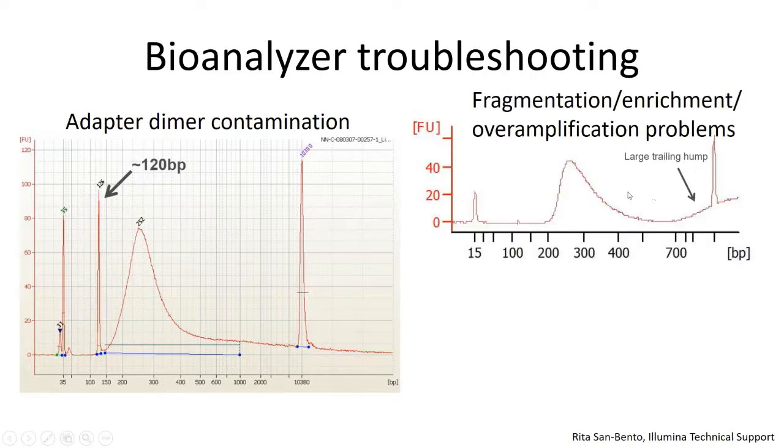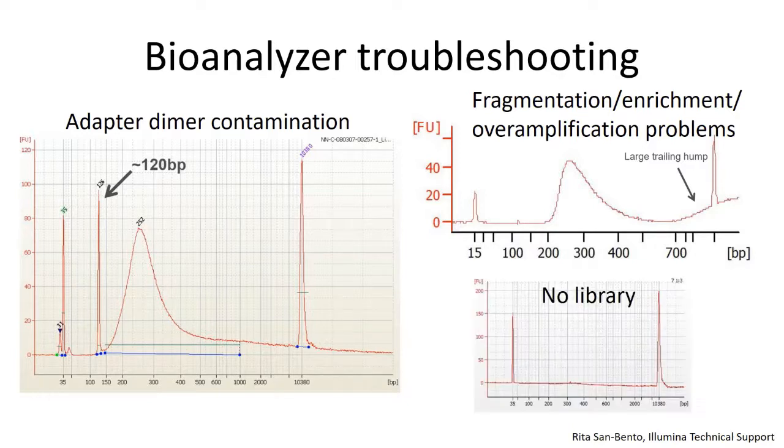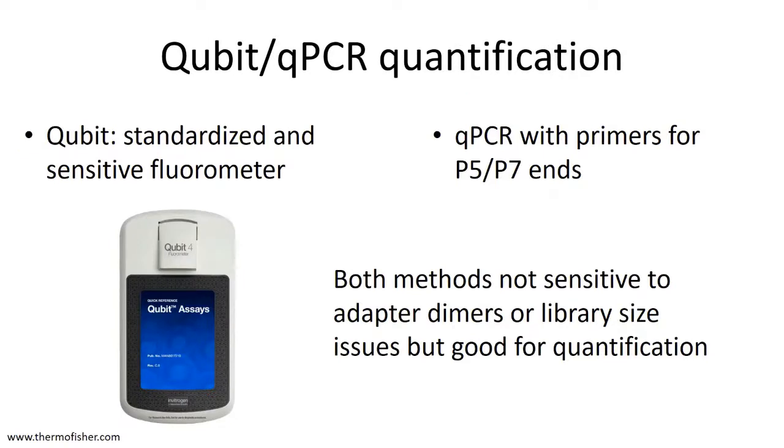Here's a library that shows problems with overamplification or potentially fragmentation or enrichment, in which you have a nice general distribution, but you have a really large trailing hump here that shows that there's a lot of long sequences in your library that really shouldn't be there. And this could be due to overamplification or problems with fragmentation. The bioanalyzer can also easily tell you if you have no library at all, in which case you should not sequence. Now I'm going to mention a Qubit.